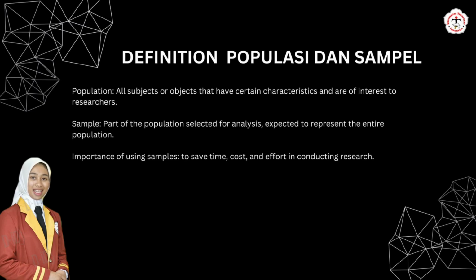Definition. Population and sample. Population: all subjects or objects that have certain characteristics and are of interest to researchers. Sample: part of the population selected for analysis, expected to represent the entire population. Importance of using samples: to save time, cost, and effort in conducting research.